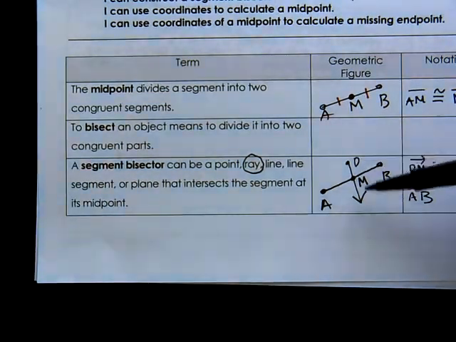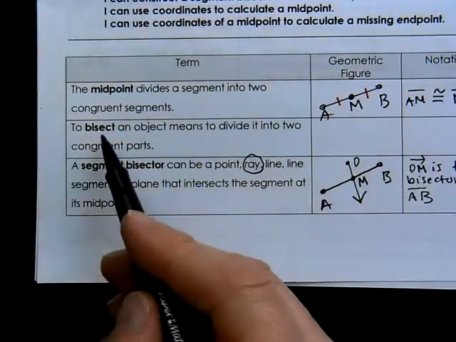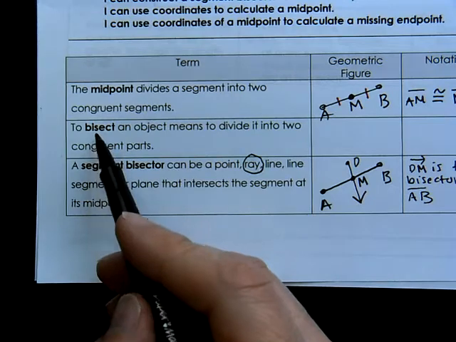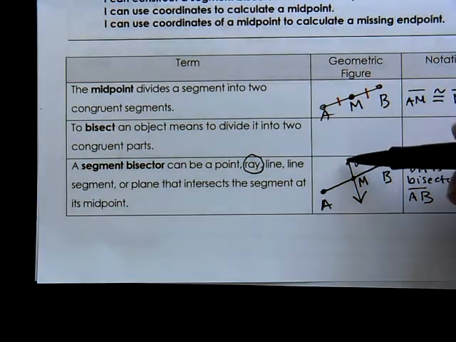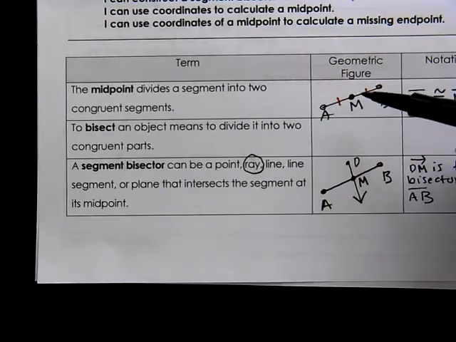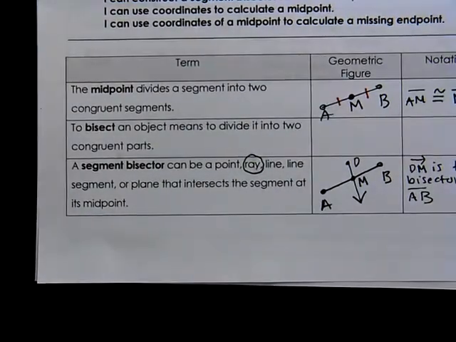So the bisector is the object. To bisect, that's the verb, that's the action that it is doing, and when we create that bisection, then it forms a midpoint. Alright, let's look at some examples on the next page here.